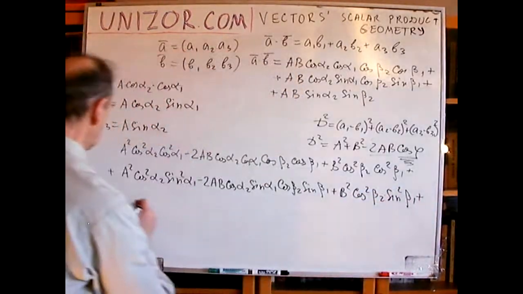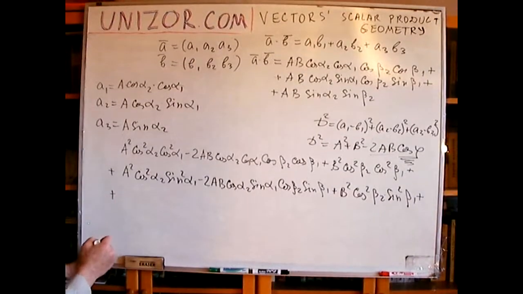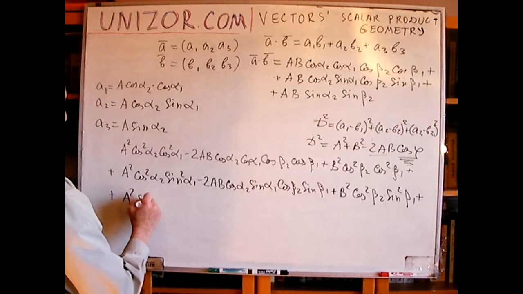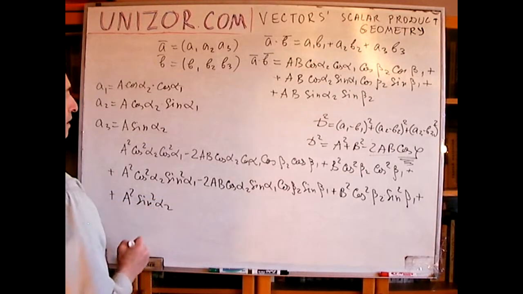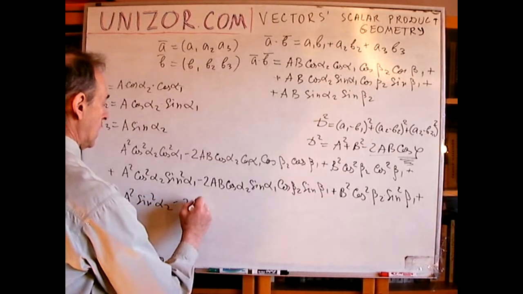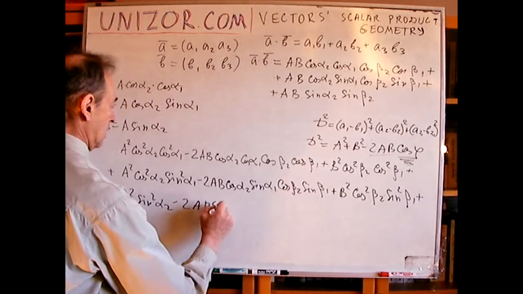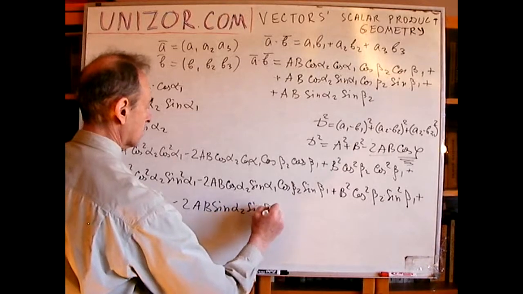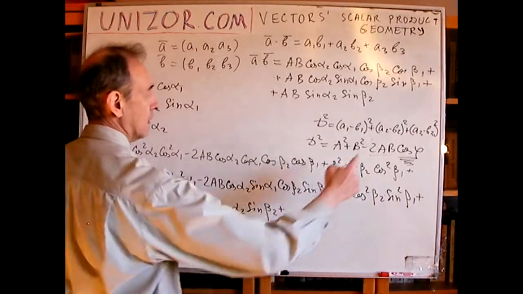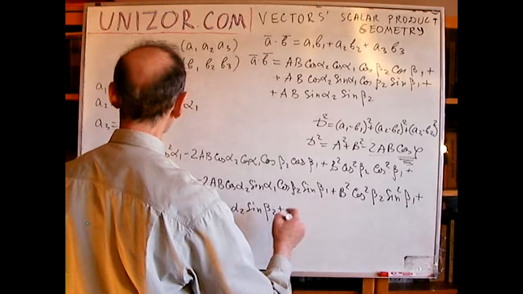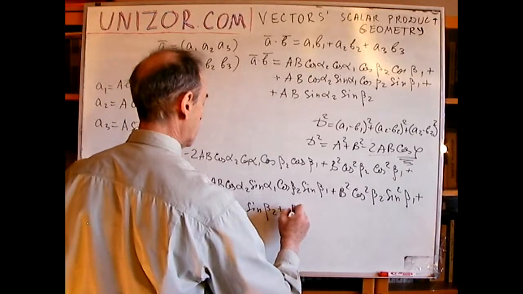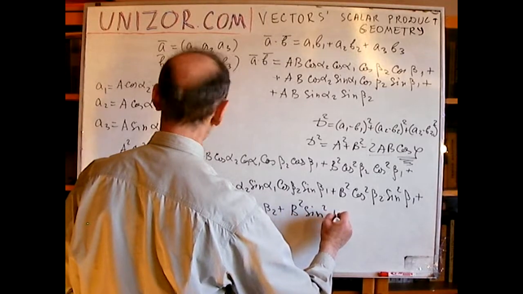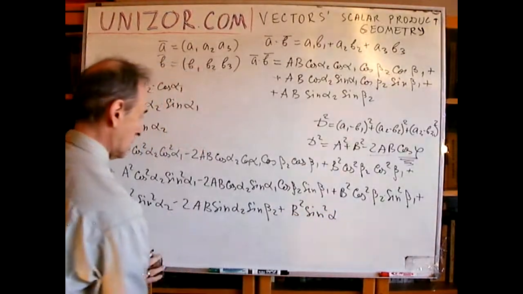And the third one, A3 squared, which is this, minus 2AB sine alpha 2 sine beta 2, and plus B3 squared, which is B squared sine squared alpha 2, sine squared beta 2.